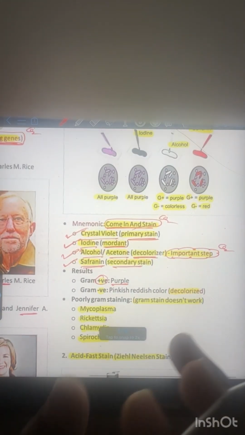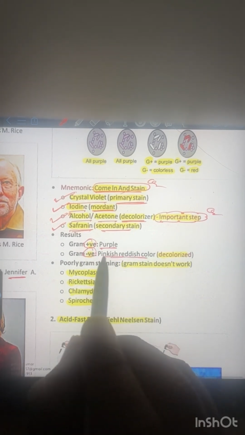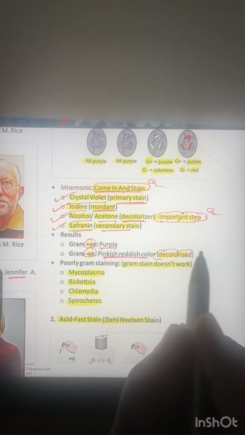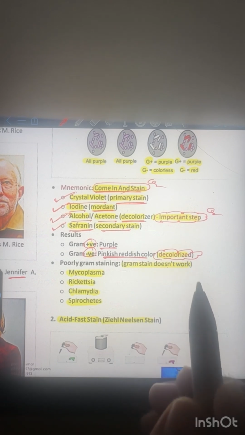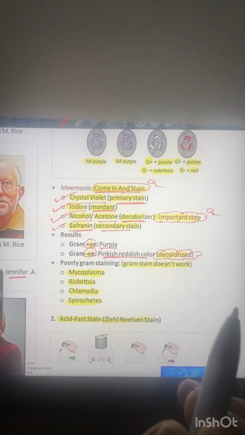But the gram negative organisms, as you can see over here, are going to get a pinkish reddish color because they are going to get decolorized. Initially they got colored with crystal violet, but they gave away all their color when I put alcohol or decolorizer, and then they picked up the red color from safranin. So remember, gram positive organisms are purple and gram negative organisms are pink or red.